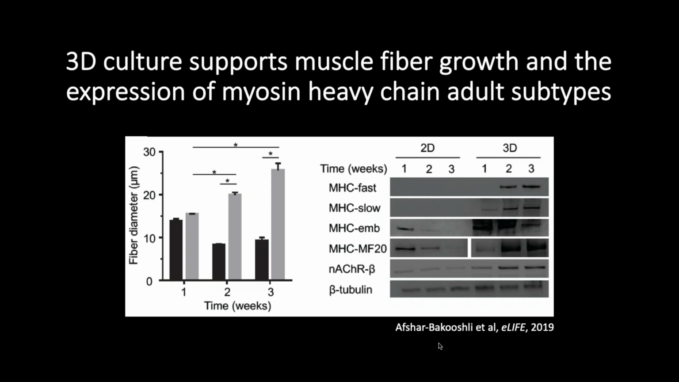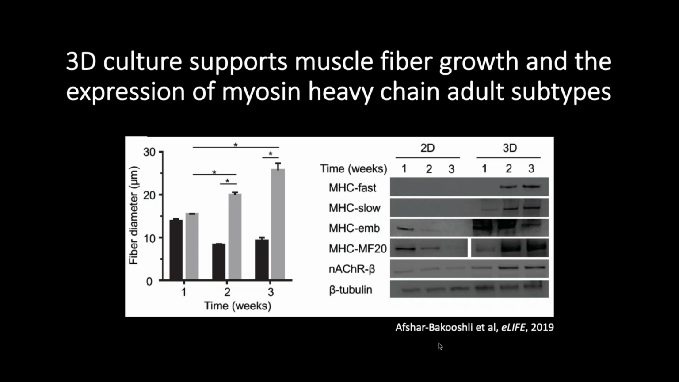So on the right, what you're looking at are Western blots of proteins that are associated with the maturation of the contractile apparatus in these human muscle fibers. And what you can hopefully appreciate is that over time in culture in 3D, we start to see emergence of the expression of adult forms of the myosin heavy chain proteins that are found in this contractile apparatus, such as myosin heavy chain fast and slow, whereas in our 2D cultures, predominantly we see expression of the embryonic forms, and we see very, very little expression of the adult forms compared to what we see in our 3D cultures.